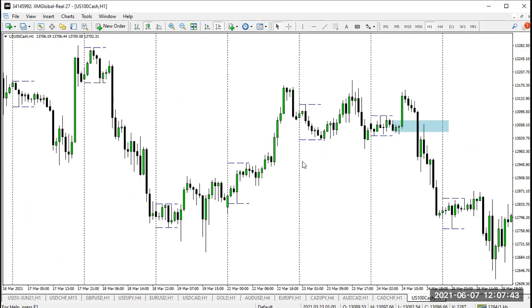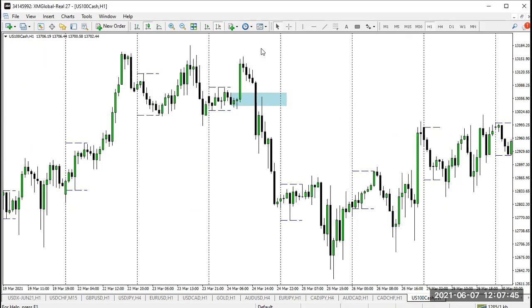Let me show you a few examples. Another one here. So the guys who sold in Asia, these Asian highs, they were taken out here by this momentum candle.